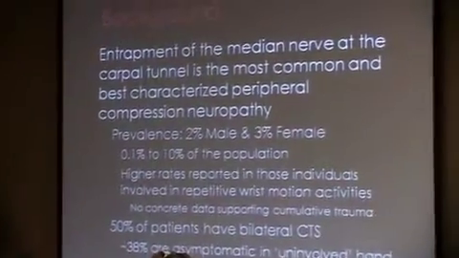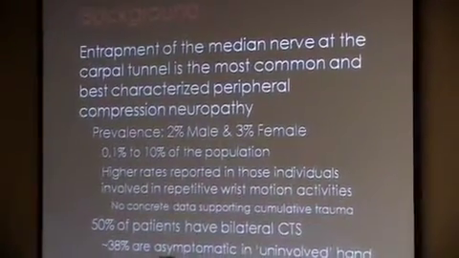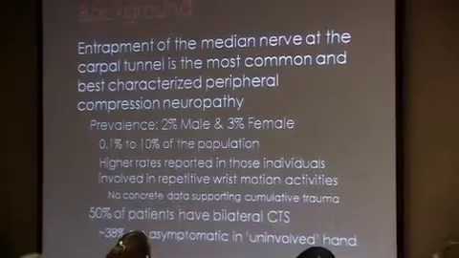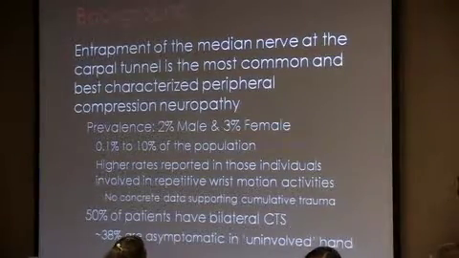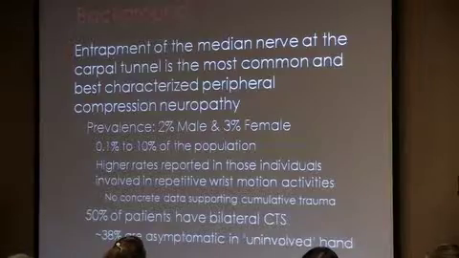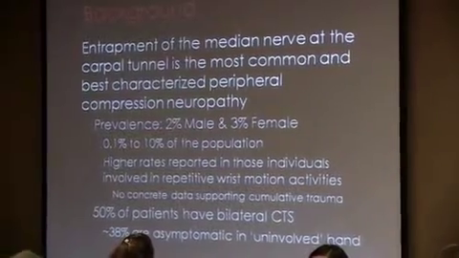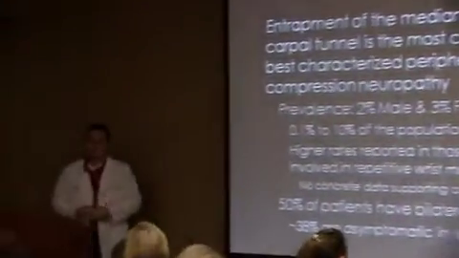So a little bit of background. Entrapment of the median nerve, which is the nerve in question during this syndrome, is the most common and best characterized peripheral compression neuropathy. What that means is, our nerves, as they're coursing through our limbs, the arms and legs, sometimes they're subject to sites of compression, where pressure on that nerve will cause some symptoms in that distribution. So this is the one we know best about.